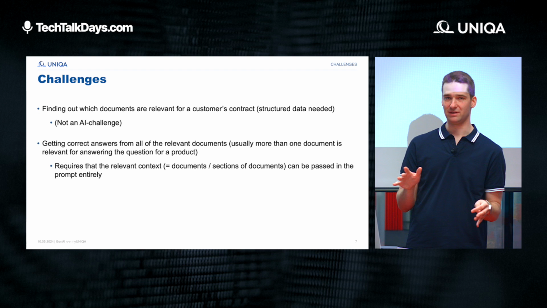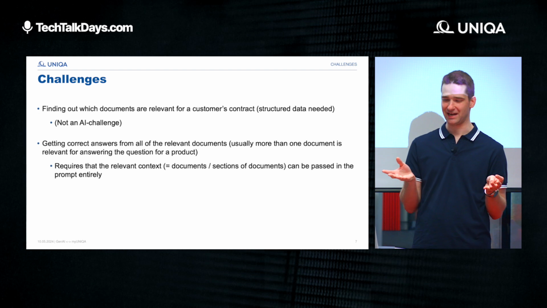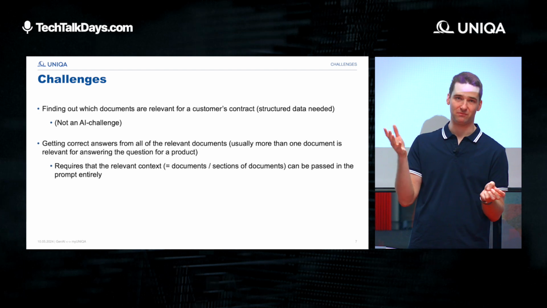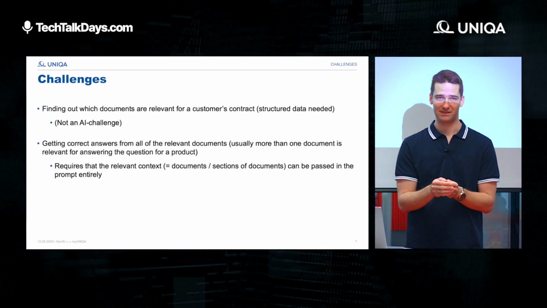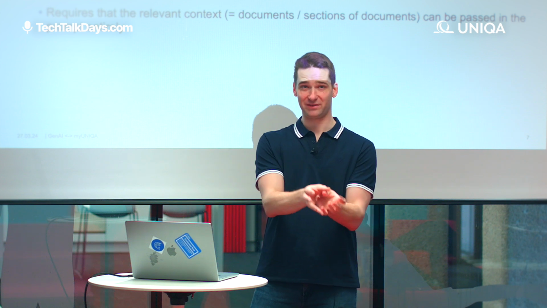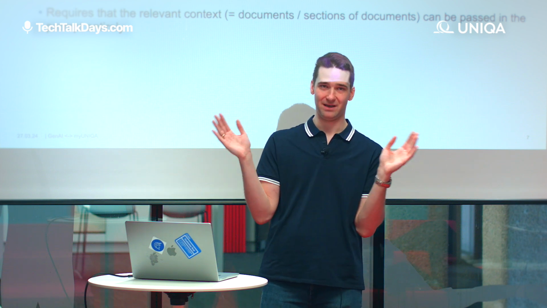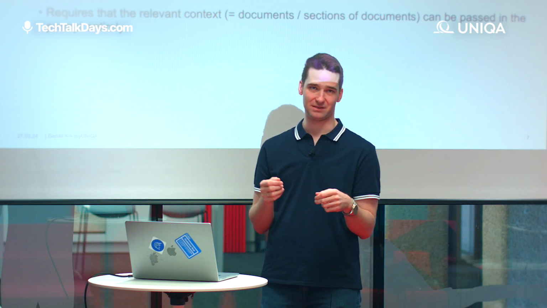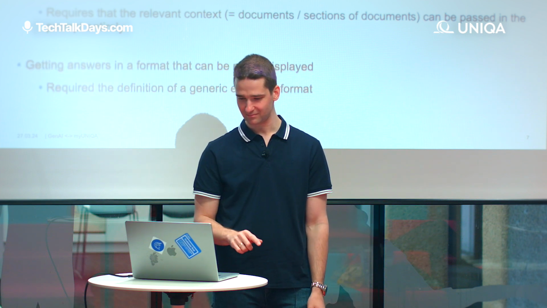And then we go into the AI challenges. Let's say the basic challenge is getting a correct answer for all of the relevant documents. Because usually there is more than one document that is relevant for a customer's product. And that's why we need to get the correct answer based on all of the documents. And this requires that you can provide the relevant content to the AI in the prompt, so that all of the relevant context, which is all the documents, or at least the sections of documents, can be passed. You will see that it was a non-trivial challenge in the beginning.